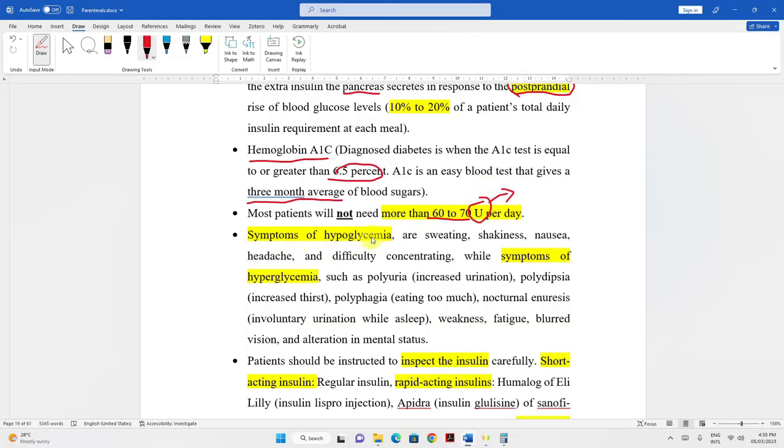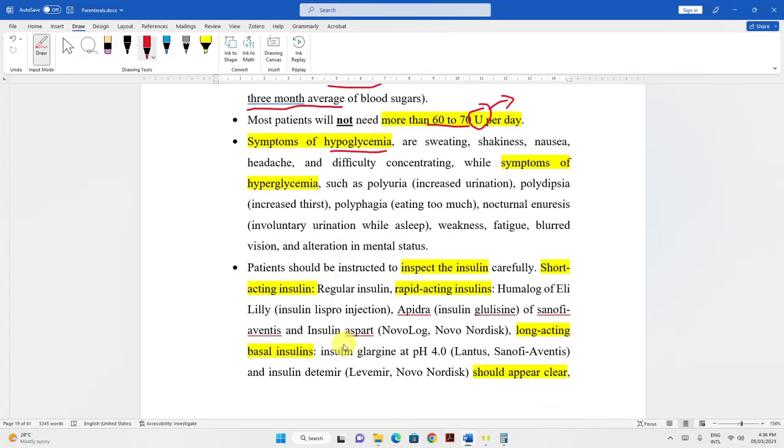You should also be aware of the symptoms of hypoglycemia, such as sweating, shaking, nausea, headache, and difficulty concentrating. Symptoms of hyperglycemia include polyuria, polydipsia, polyphagia, nocturnal enuresis, which means at night, impaired vision, and blurred vision. Okay, vision blurs when the glucose is high, and there is alteration in the mental status.